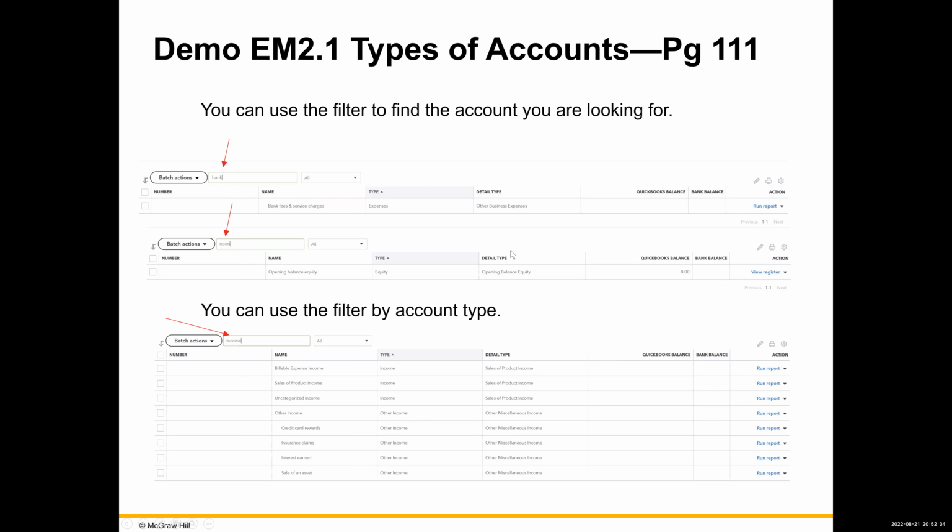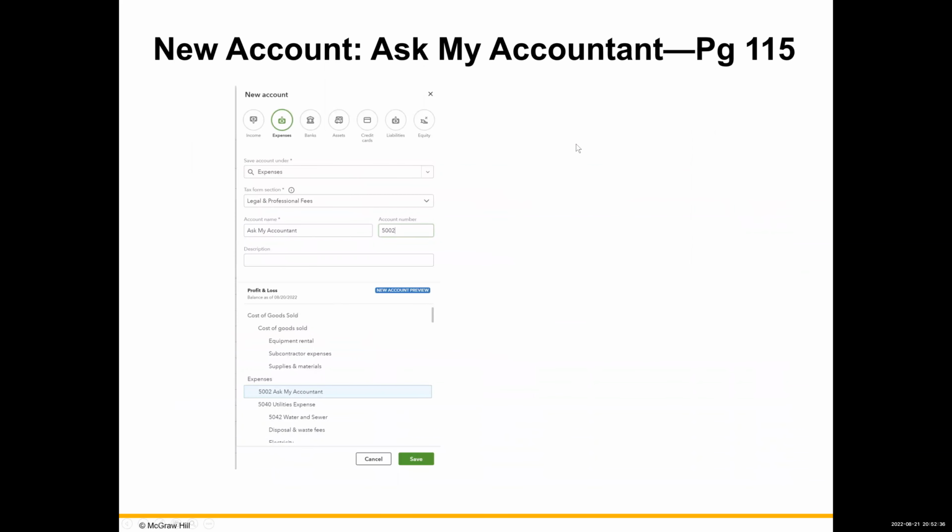Now, on page 115, they ask you to add some expense accounts, right? And man, there's a whole bunch of them here. And they say, well, if they're not on the chart of accounts, then just go ahead and add them. Some of these I did add because I looked. Ask My Accountant is an expense type thing. I didn't see that in my chart of accounts, so I added it.